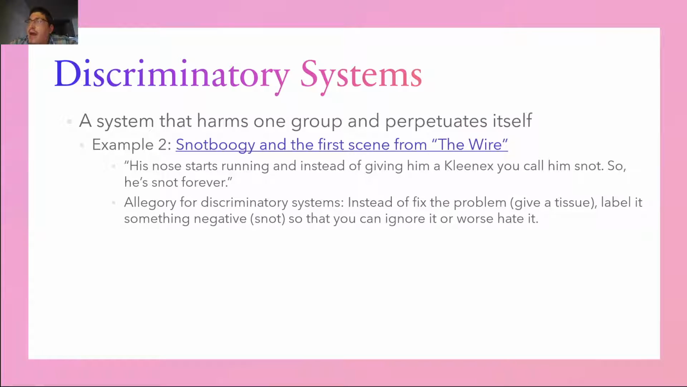And this is directly an allegory for discriminatory systems. Instead of fixing a problem, instead of doing something very, very easy at the onset, by just giving a kid a tissue, you label it something negative, in this case, snot. So you can ignore it forever, or worse, hate and discriminate against it for years to come. Now, this is, of course, an allegory for the racial discrimination in America against blacks.